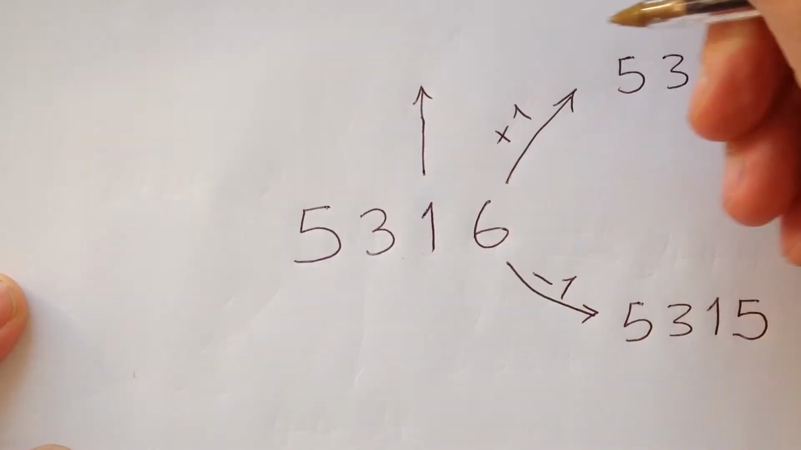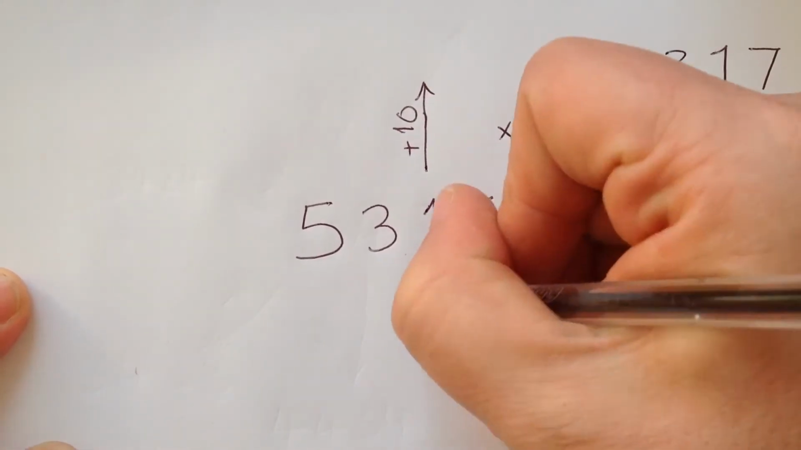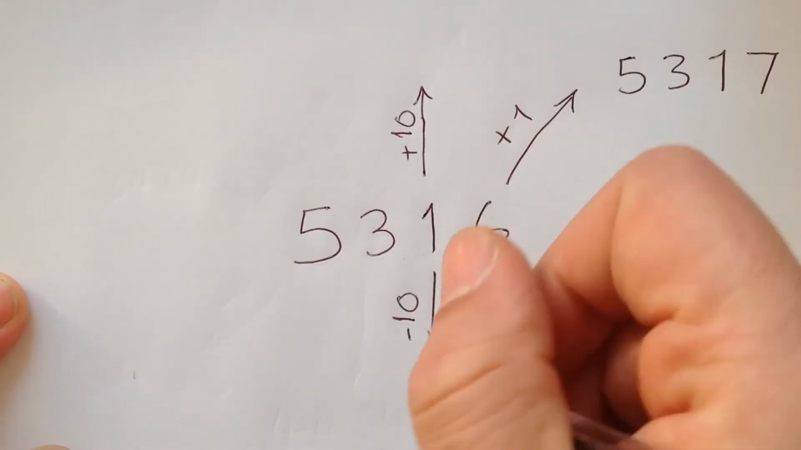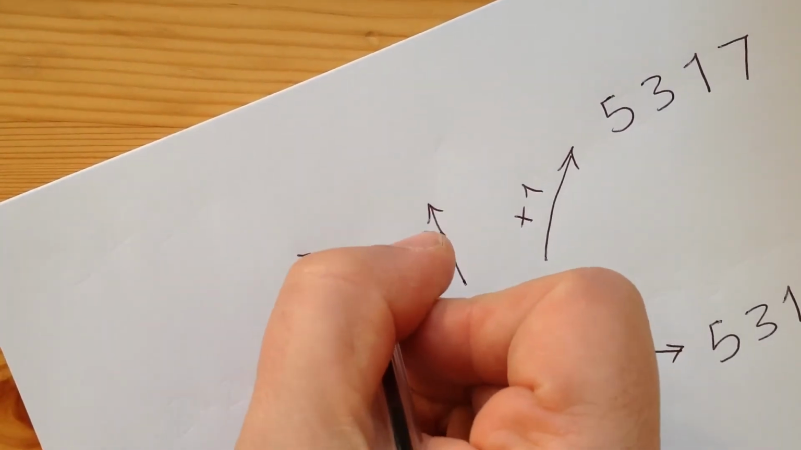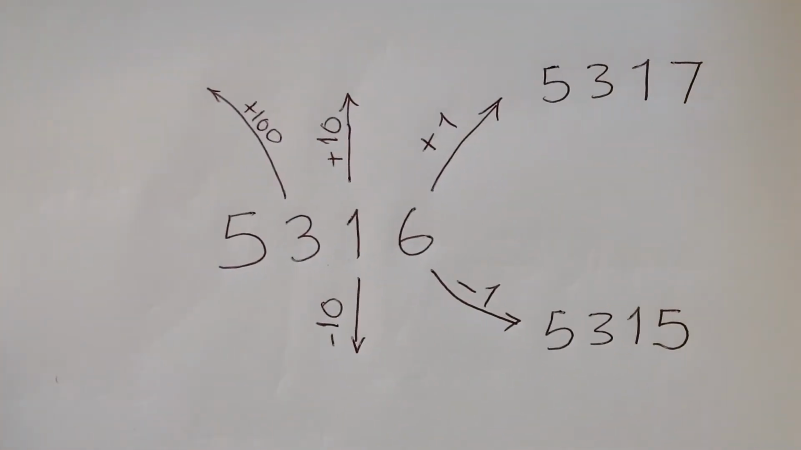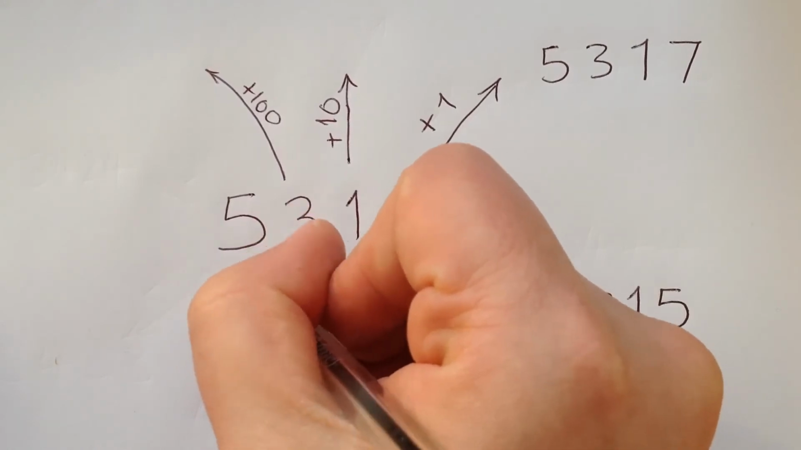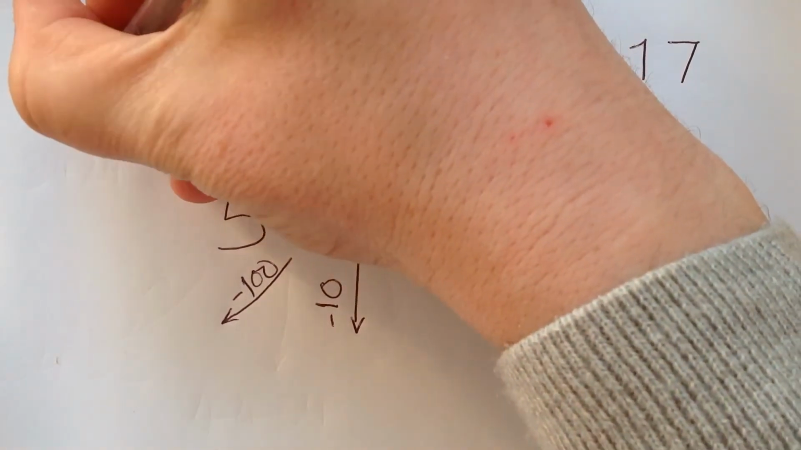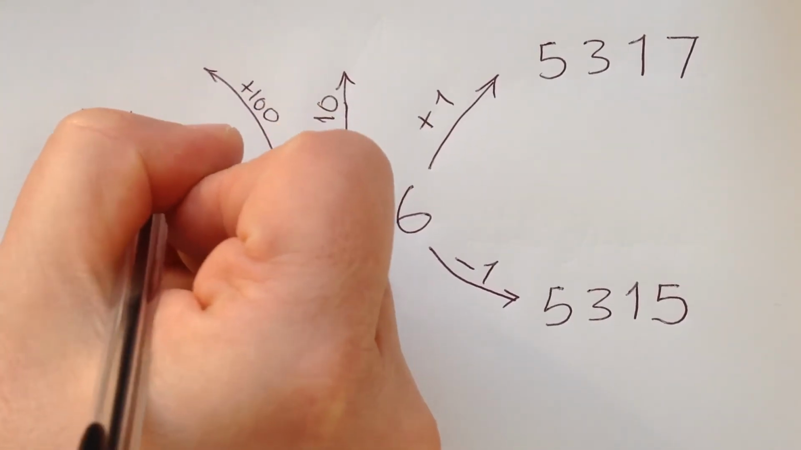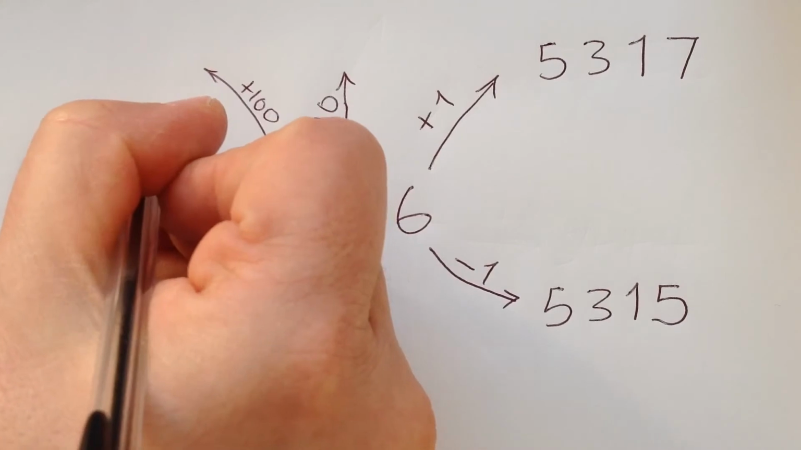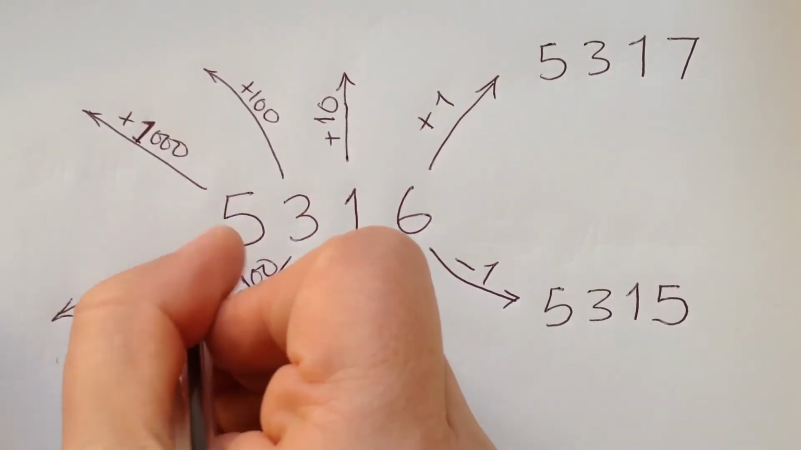So over here I'm going to add 10, and down here I'm going to take away 10. Over here I'm going to add 100, and down here I'm going to take away 100, and then out here I'm going to add 1,000, so there's a 1 there, and I'm going to take away 1,000, and away I go.